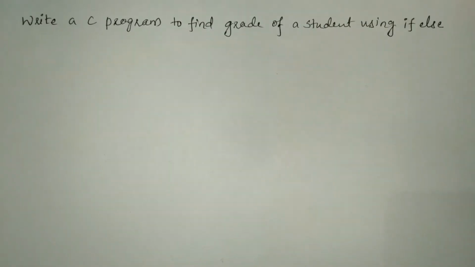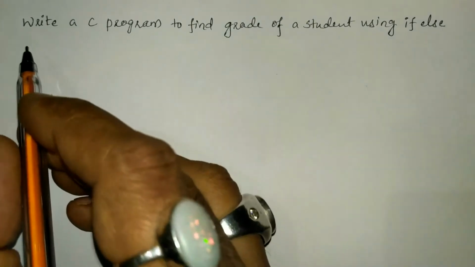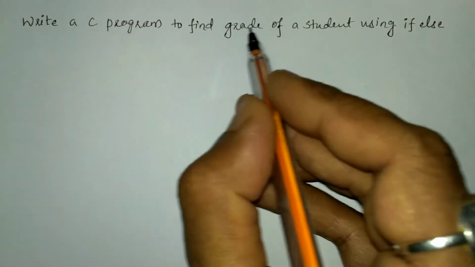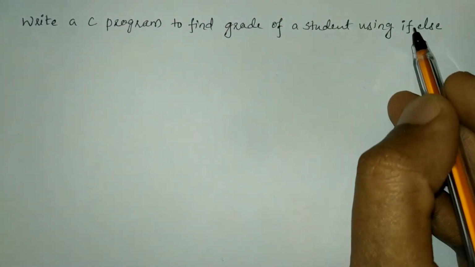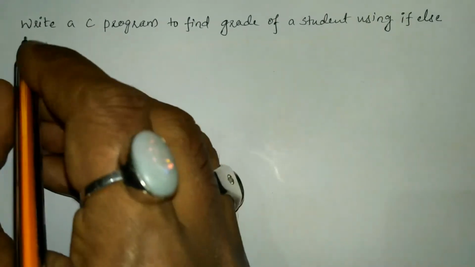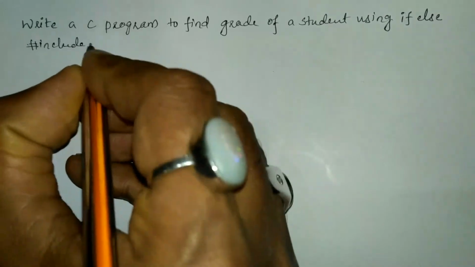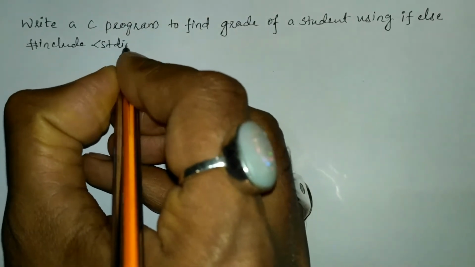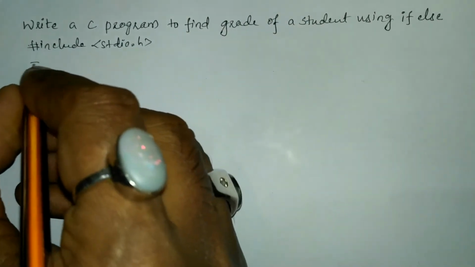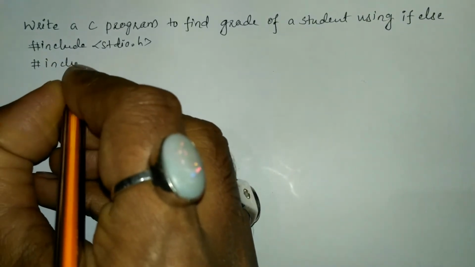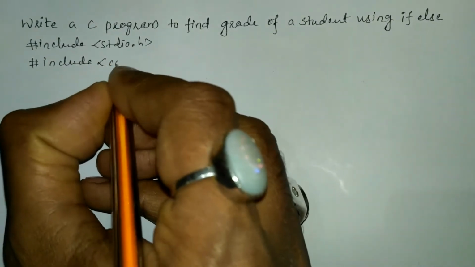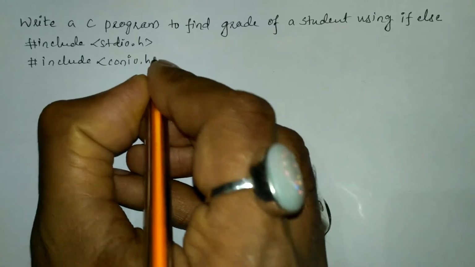My name is Hanmant Ladwa and in this video we are going to write a C program to find the grade of a student using if else. Let us write the preprocessor directives: #include <stdio.h> and #include <conio.h>.